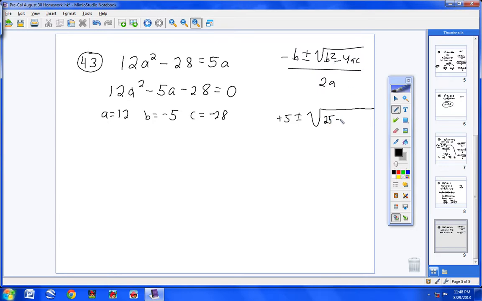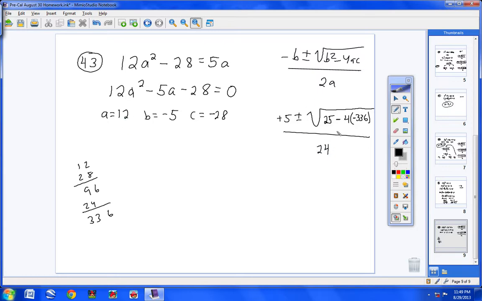And then next inside the radical, we have a negative 4, and then AC, A times C. Now I really can't do that in my head. 12 times negative 28 would be a negative number. I'm going to do it real quick right here. Don't have a calculator. I'm getting a negative 336. I hope that's correct. So that's A times C. And then all over 2 times A. And of course A is 12, so 2 times 12 is 24.